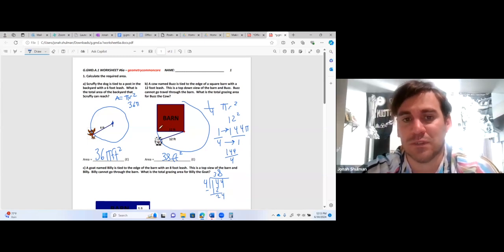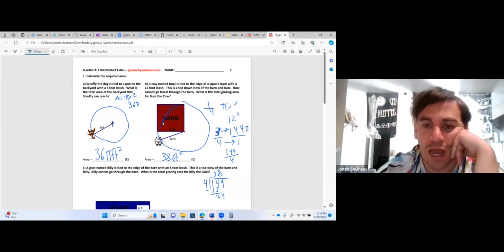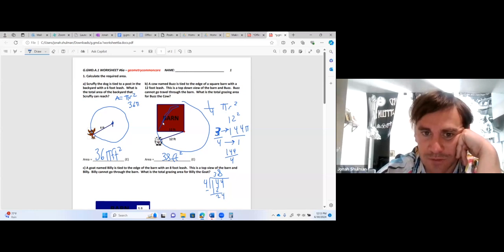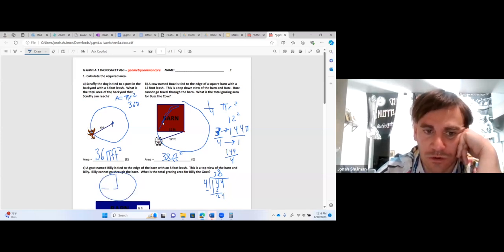So I did just this piece, the 1/4, but he actually goes around how much? 3/4 of the circle. See, it's 3/4 of the whole way around. How could I know that? So if the whole thing is 144 and I'm doing 3/4 of it, it's got to be way more than 38.